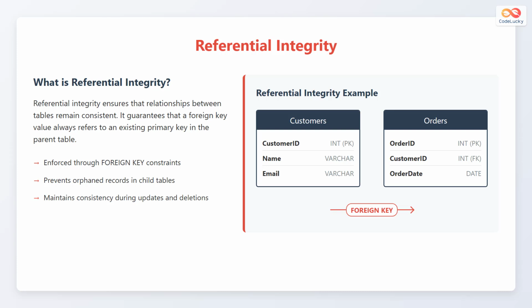There are two tables: customers and orders. Customer ID is an integer and is the primary key. Name is a variable character. Email is a variable character. In the orders table, order ID is an integer and is the primary key. Customer ID is an integer and is the foreign key. Order date is of date type. The customer ID in the orders table is the foreign key that refers to the customer ID in the customers table.